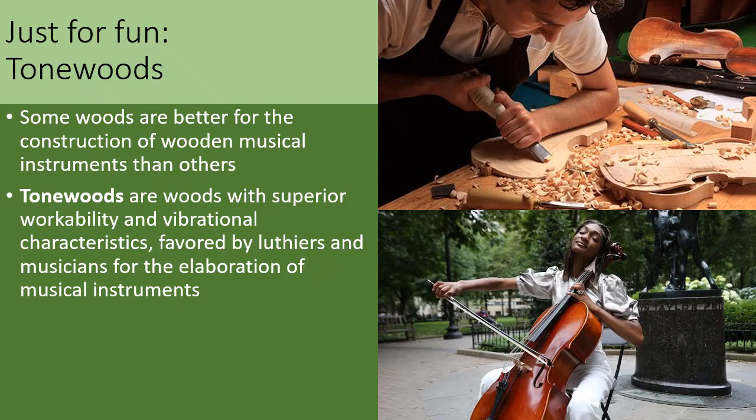And then the other thing that really matters is how well does that wood vibrate? Does it produce really rich tones when that musical instrument is played? So tone woods are woods with these superior workability and vibrational characteristics. So the luthier can actually work with the wood, and then once it's made into an instrument, it makes these really rich sounds. And so certain musicians, for example, may prefer musical instruments made out of certain woods because of that.